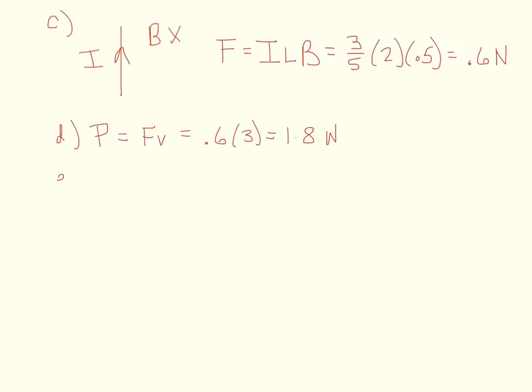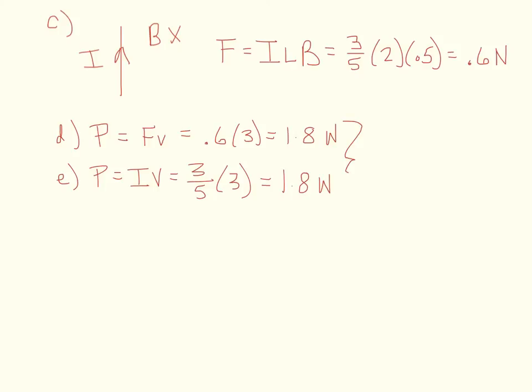Now for part E, they have asked us to determine the rate at which thermal energy is dissipated by the resistor. So that's really asking for the electrical power being used. To do that, power equals I times V. Like we said earlier, we have a current of 3/5 or 0.6 amps, and we know we have an EMF of 3 volts. And what do you know? We have an electrical power of 1.8 watts as well.